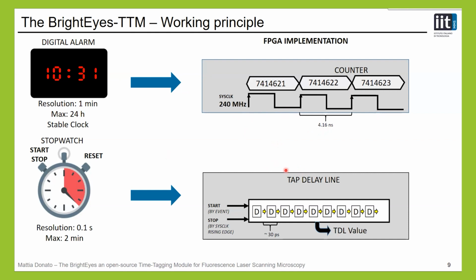The tap delay line is a flash ADC and is connected as follows. The start is triggered by the event, and the stop is triggered, as before, by the change of digit, so the rising edge of the counter. What is a tap delay line?